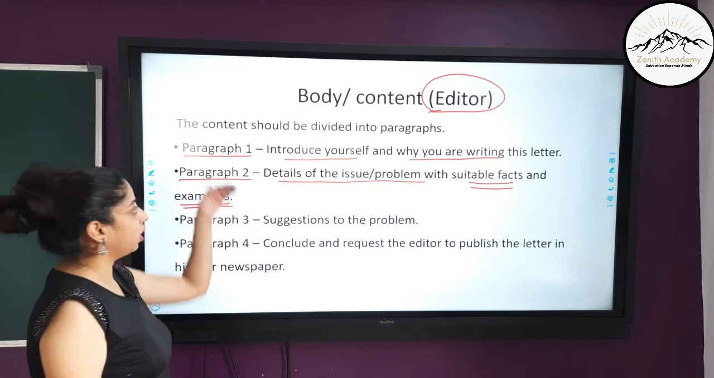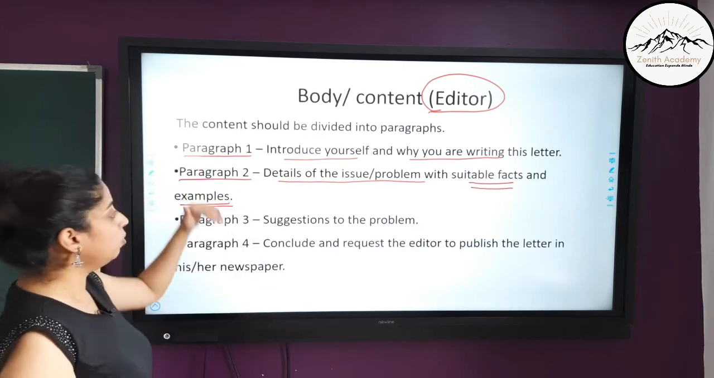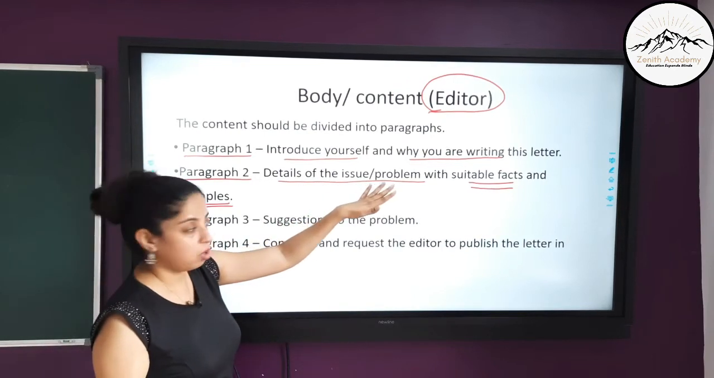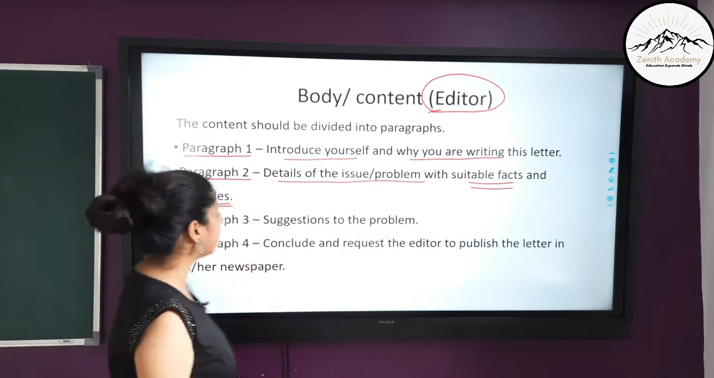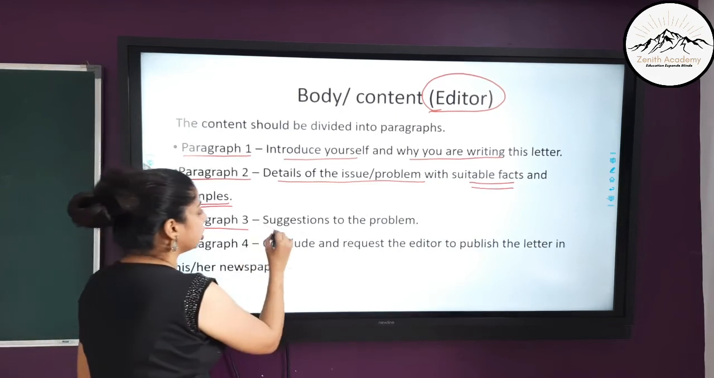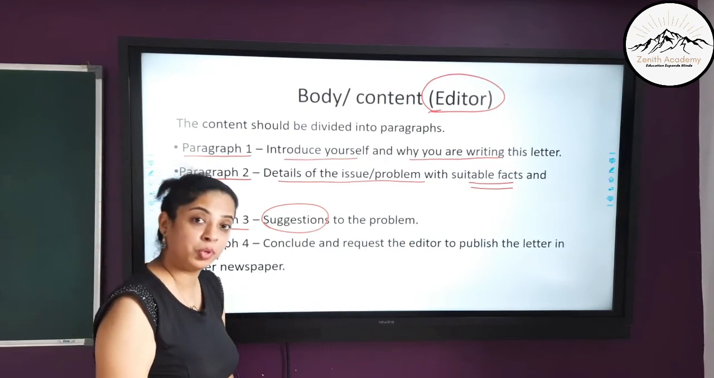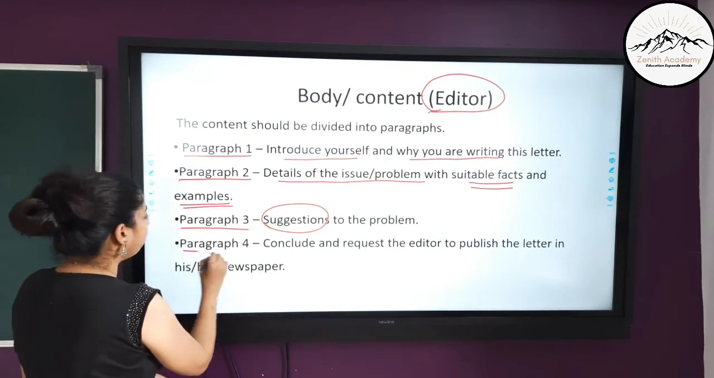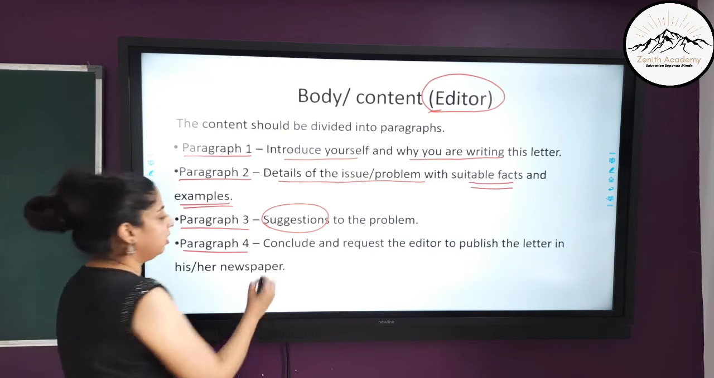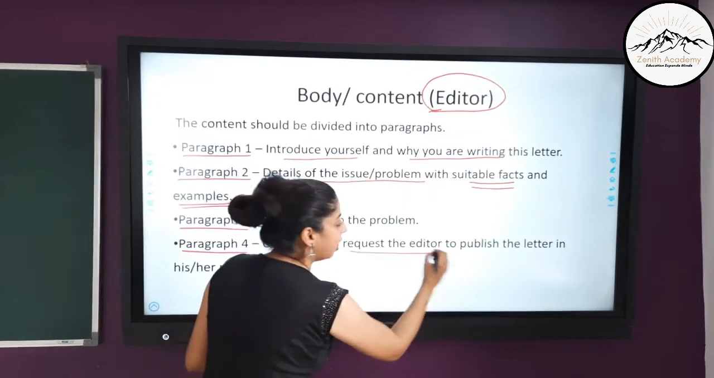So paragraph 1 is your introduction and why you are writing the letter. Paragraph 2, details of the issue or the problem and suitable facts and examples. Paragraph 3 should contain suggestions. So you should give some suggestions as to what action you want them to take. Then paragraph 4 should contain conclusions. So you should conclude and then request the editor.